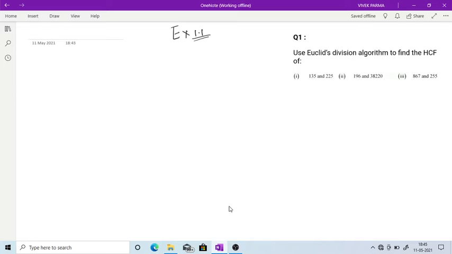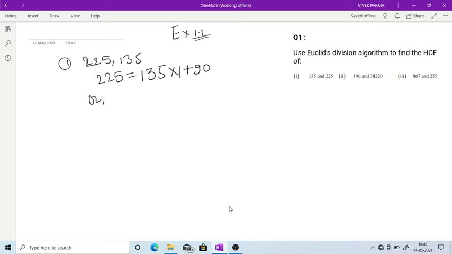So here we have 225, right, and 135, right? See, here 225 is greater than 135. That means here the greater number will be our dividend. So right here 225 equals, and 135 will be divisor, right, which will divide 225. So this will divide 225 one time, leaving 90 as remainder, right?